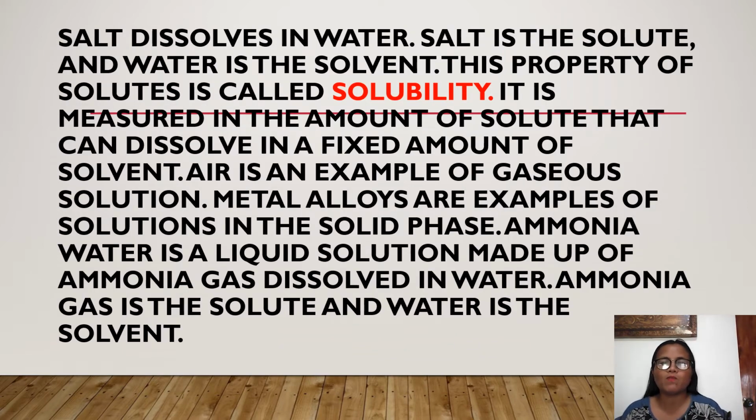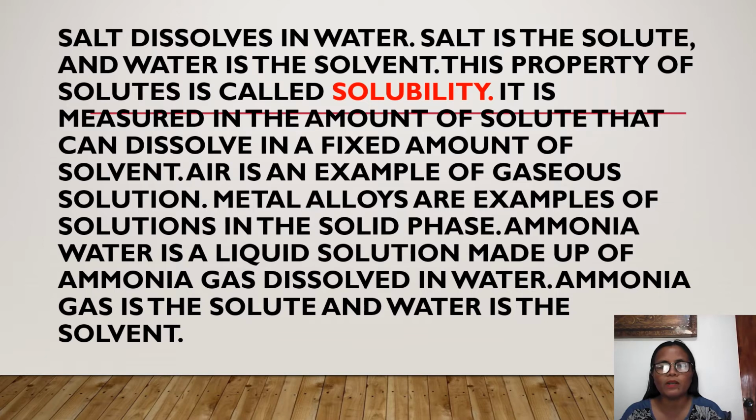Salt dissolves in water just like sugar. Salt is the solute and water is the solvent. This property of a solute is called solubility. It is measured in the amount of solute that can dissolve in a fixed amount of solvent. Air is an example of a gaseous solution. Metal alloys are examples of solutions in the solid phase.